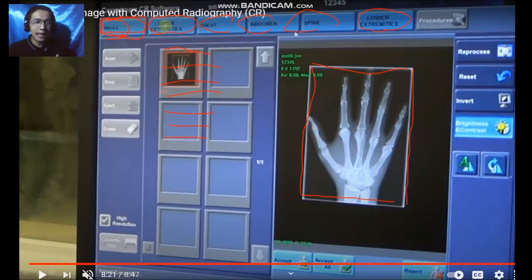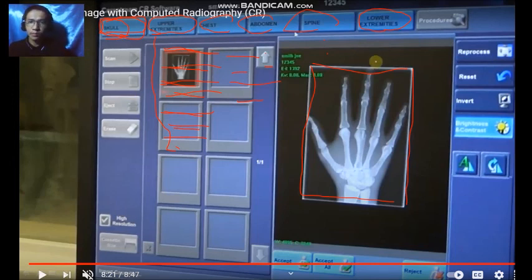For example, if we click the upper extremity, another set of commands will be displayed: shoulder, humerus, elbow, forearm, the wrist, the hand. For the chest: chest AP, chest PA, chest lateral, and chest oblique. For the abdomen, it's most commonly the flat plate and then upright. For the spine: cervical spine, thoracic spine, lumbosacral spine. For the lower extremity: the pelvis, the femur, the knee, the leg, the foot, and also the ankle.